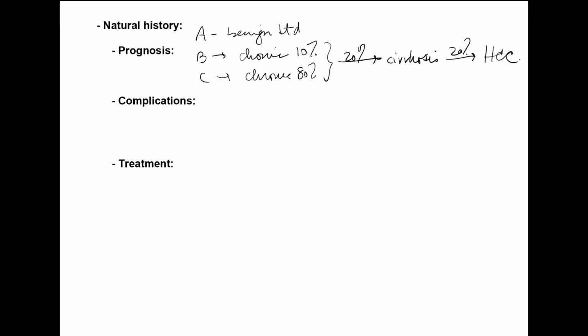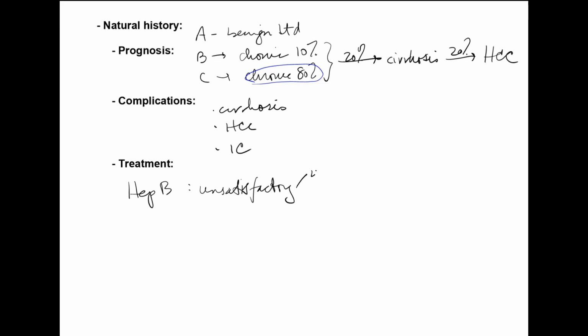So if one is asked what is the most likely outcome of hepatitis C infection, it would be one of a chronic carrier. The complications include cirrhosis and hepatocellular carcinoma, and then the immune complex diseases. The treatments are different for the viruses. For hepatitis B, the treatments are actually pretty unsatisfactory, and they consist mostly of nucleoside analogs and pegylated interferons. The trouble with these is that they have a high relapse rate and they are immune modulating.